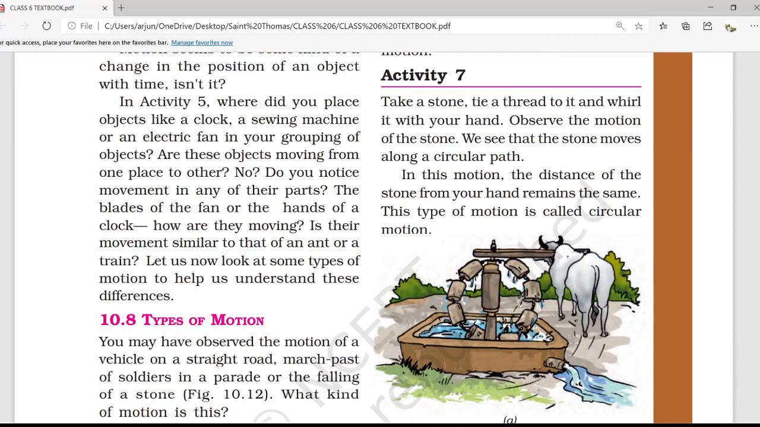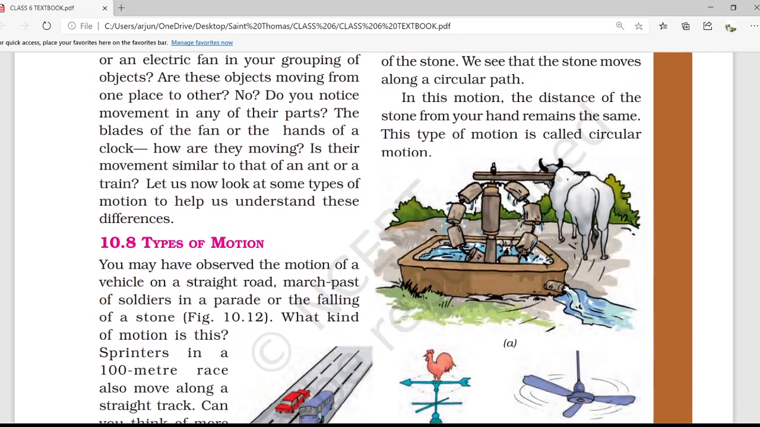The next activity we will see is activity number 7. Take a stone, tie a thread to it and whirl it with your hand. What you have to do is take one stone, tie a thread to it, then whirl it with your hand. Observe the motion of the stone. We see that the stone moves along a circular path. In this motion, the distance of the stone from your hand remains the same.